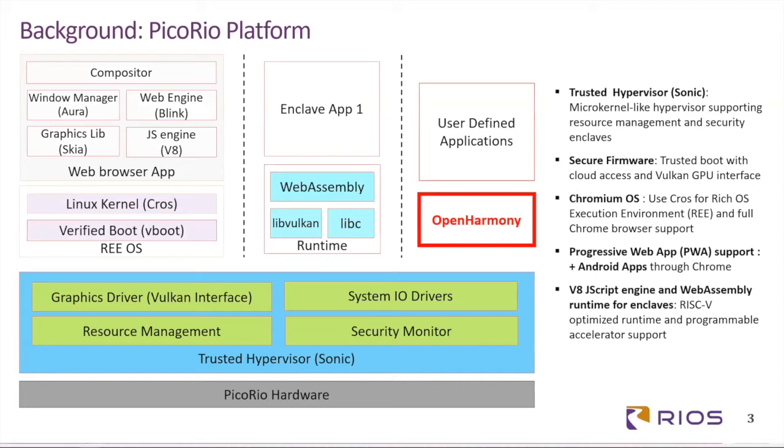As you can see, the real part is the Open Harmony. This is the pure software stuff. The red part is the Open Harmony, and up on the red part is the user-defined application, and below the red part is the trusted hypervisor. And on the bottom of the architecture is the Pickle hardware, and everything is run on the Pickle hardware.